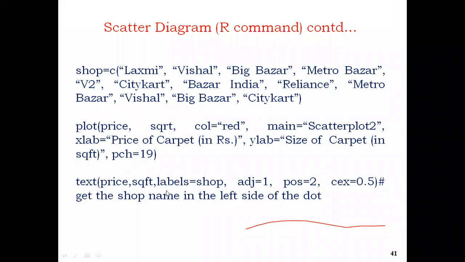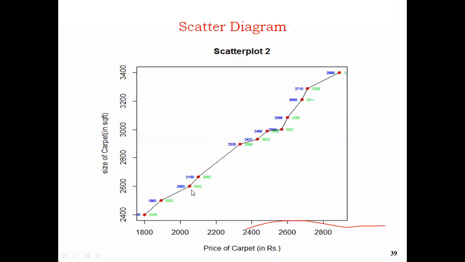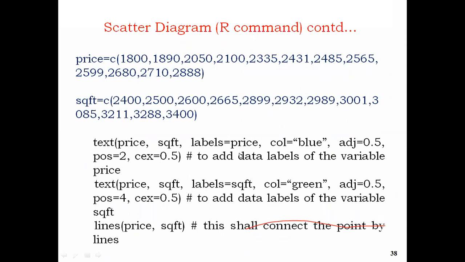Labels means we are giving the name, not the data levels. We are considering only the name of the shops. So labels we have to give as a shop. Okay, so earlier, what we have done here: you see labels square feet, and here labels price, means we are considering the data level, data only.